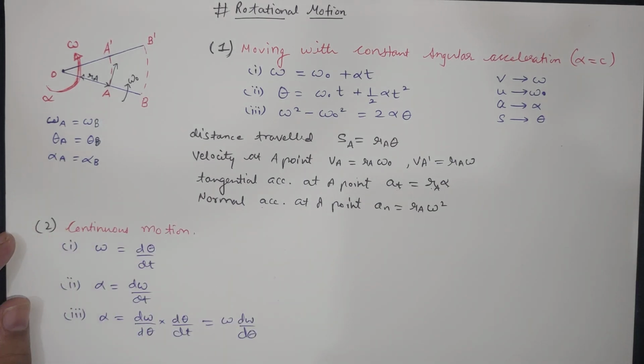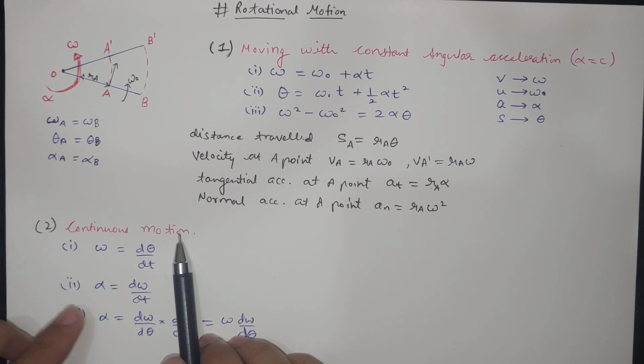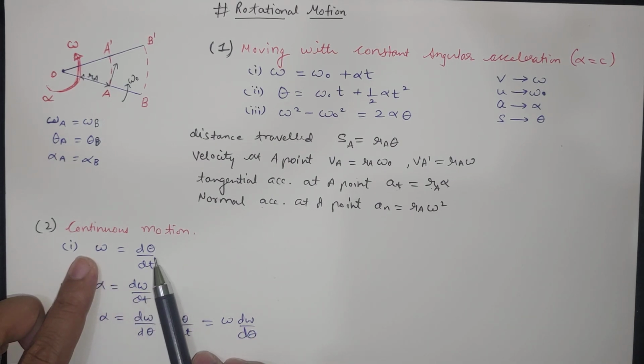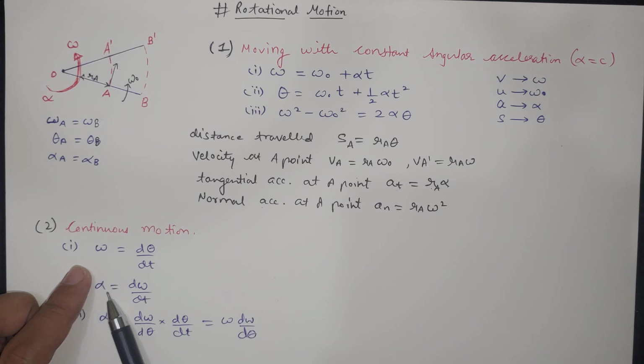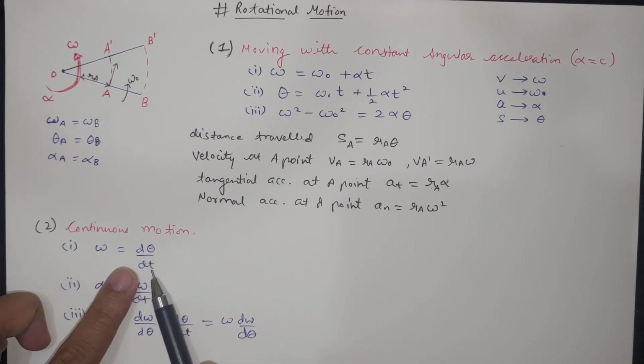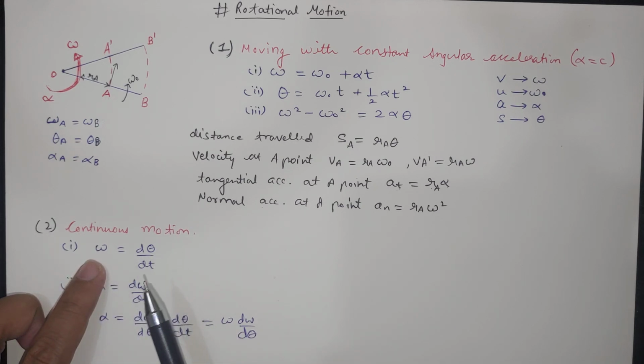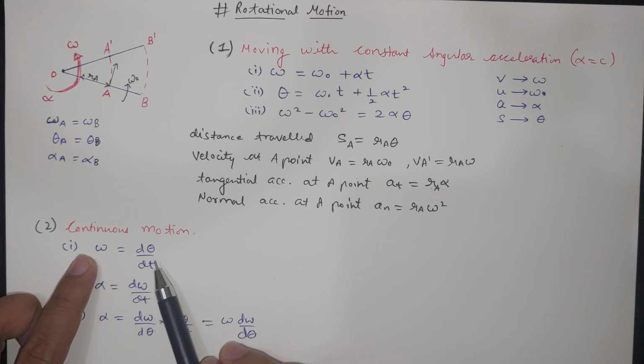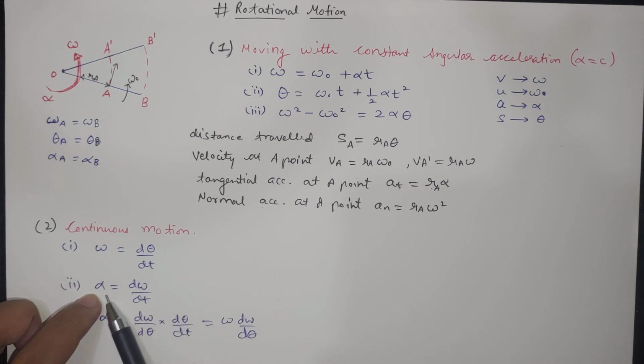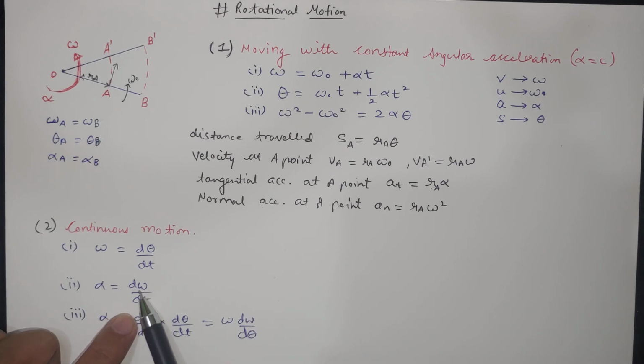Now the other kind of motion is continuous motion, where we have to find omega by differentiating theta, because theta, omega and alpha are all functions of time. So here it is a continuous motion where omega, alpha and theta all change with time. Omega will be d theta by dt, and angular acceleration alpha will be d omega by dt. We can also write alpha by multiplying numerator and denominator by d theta: d theta by dt is omega, and d omega by d theta remains as it is. So alpha can be found by two methods.